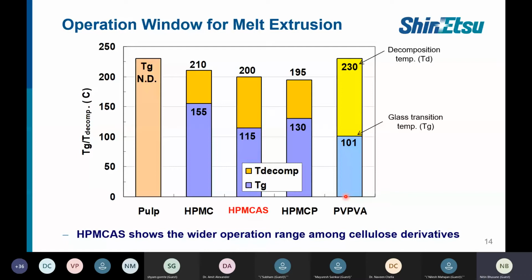In a similar way, if you consider a PVP based polymer, it has a wider operating window where the glass transition temperature is around 100 and decomposition is around 230 degrees Celsius. For HPMC, you can clearly see the glass transition temperature is on the higher side, 155, and decomposition is 210. As I mentioned, we also have to consider the melt viscosity. Most of the time it has a very high melt viscosity. So among the listed polymers, among cellulose polymers, HPMC shows the widest operating range among all cellulose derivatives.